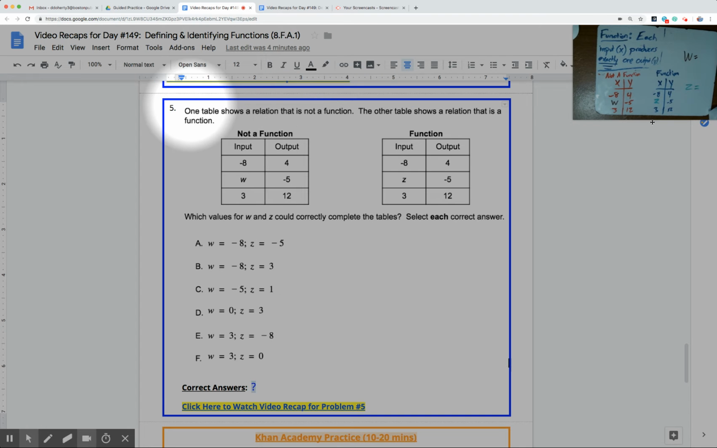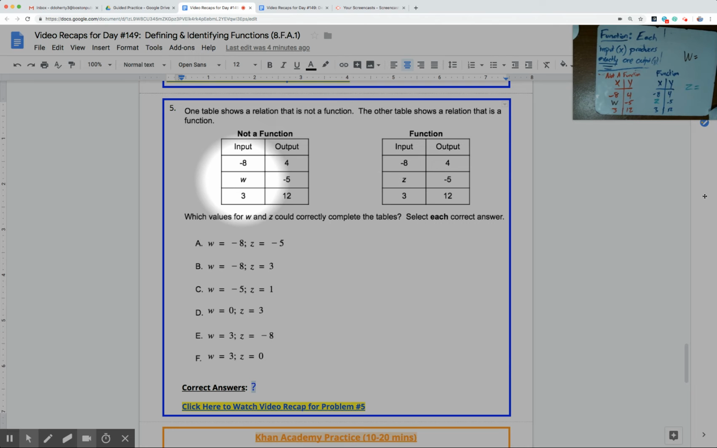For practice problem number 5, we're given two tables. We're told one table shows a relationship that is not a function, this one here, and the other table shows a relation that is a function, this one here. I want to know which values for w, that's that blank here on the table that says not a function, and z could correctly complete these tables.